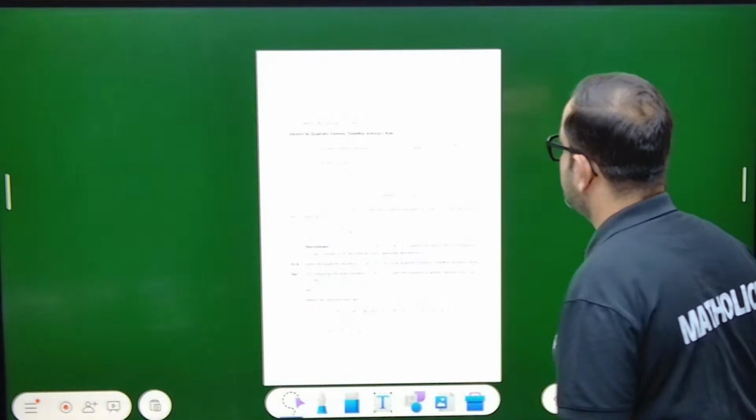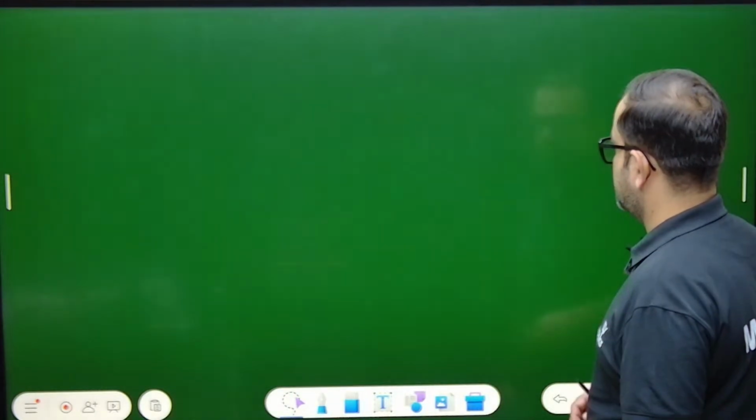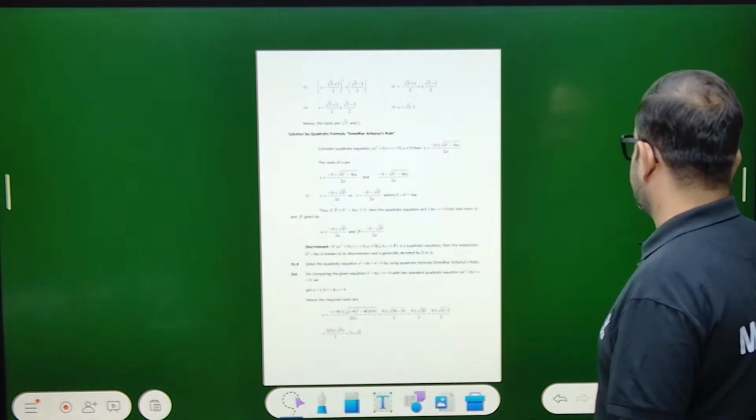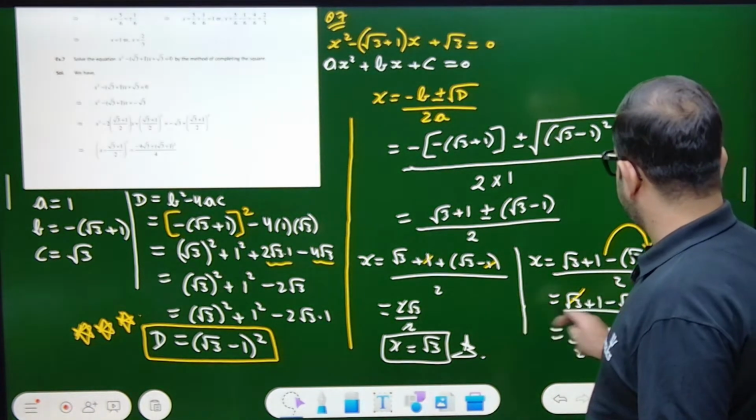I'll zoom it. The answer is okay. Under root 3 and 1, correct answer.